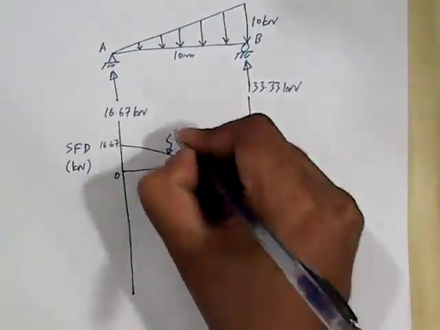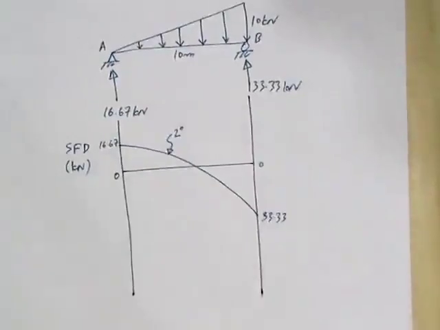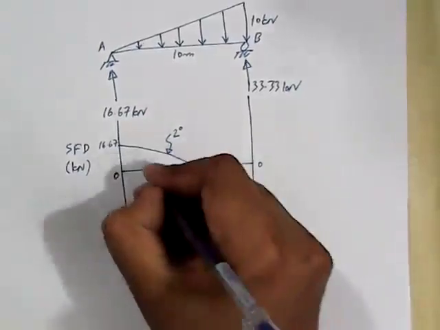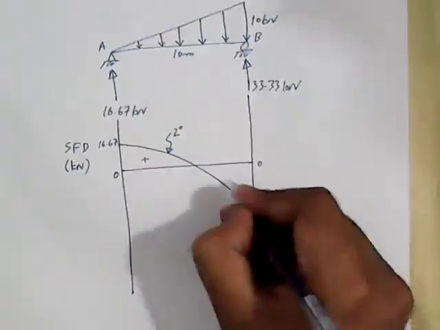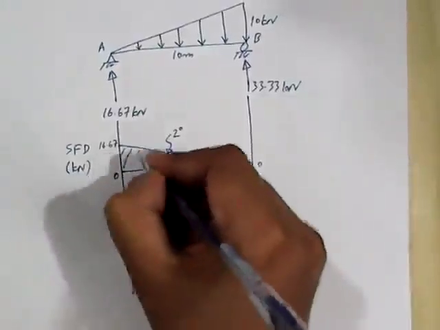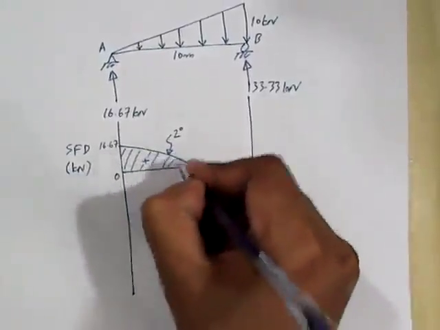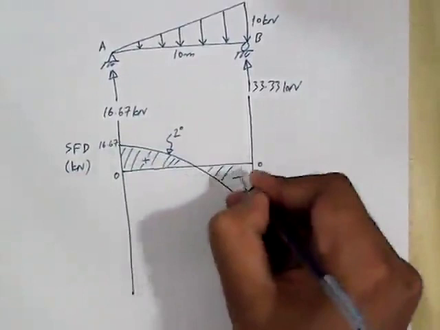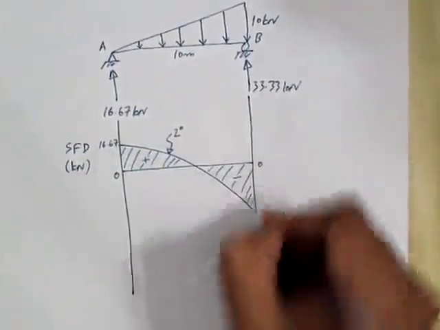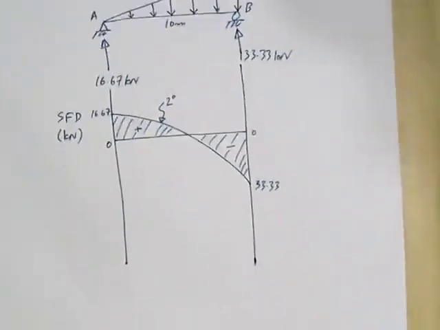And we will have to write down the degree. This is second degree, because when we have a curved line, just by looking at the line, we cannot judge the degree of the line. So whenever you draw a curved line in a shear force diagram or bending moment diagram, you will always write down the degree of the line. So this part is positive and this part is negative. And we will have this. This completes the shear force diagram.